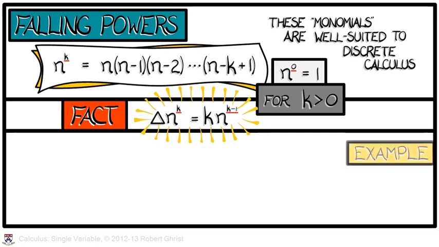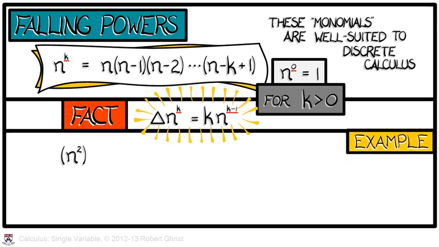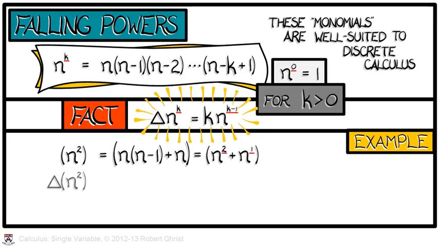Let's look at this in the context of the example that we've done. Consider the sequence n squared. We could rewrite n squared as n times quantity n minus 1 plus n. That is, it's really n to the falling 2 plus n to the falling 1.